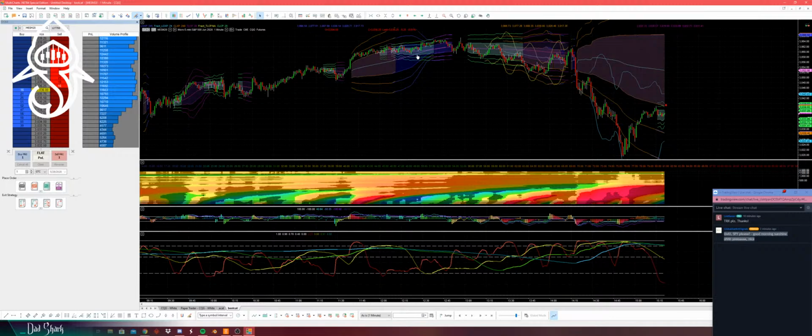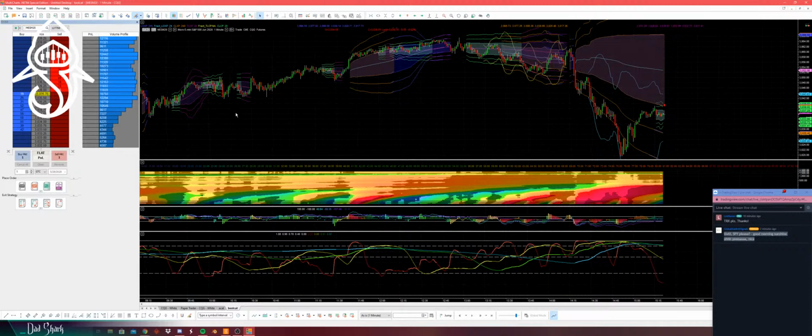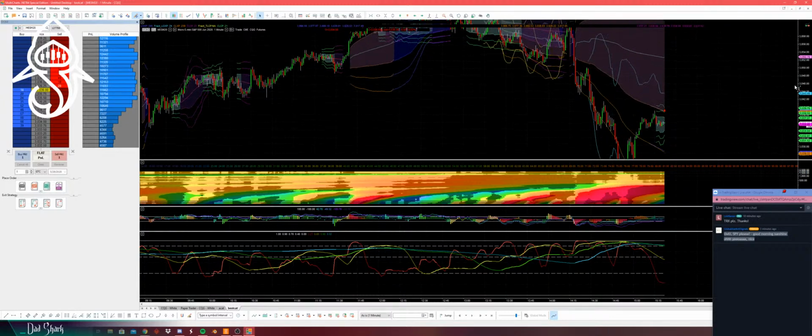Green means sideways. Outside of yellow means trend, outside of blue means trend, inside of blue means sideways. Outside of purple means trend. All right? So here, outside of purple, it trends. Inside purple, it goes sideways. Inside green, it goes sideways. Outside yellow, it goes up. Inside yellow, it goes sideways. Inside green, it goes sideways. And here, we have this tiny little bit of sideways.